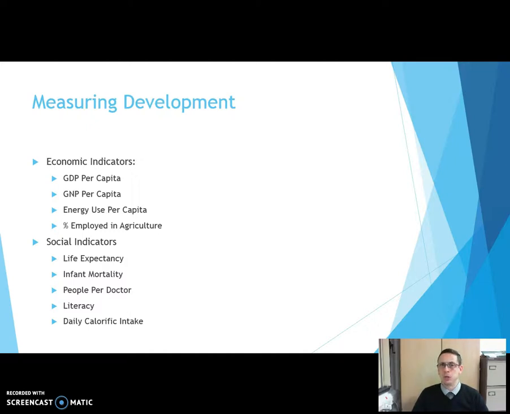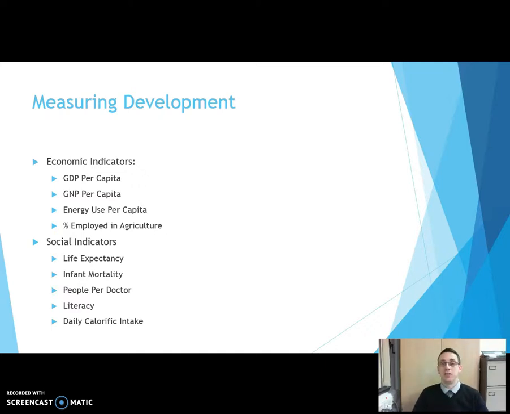Number of people per doctor. Again, if you're in a developed nation, we would expect that value to be much lower than somebody in a developing nation, where you don't have as many people going through higher education, thus you don't have as many people becoming doctors. And last, the last I have here, daily calorific intake.